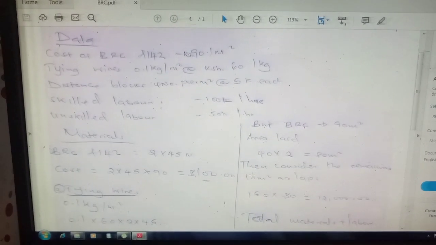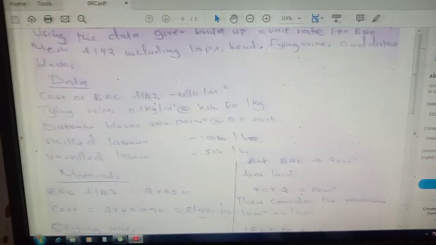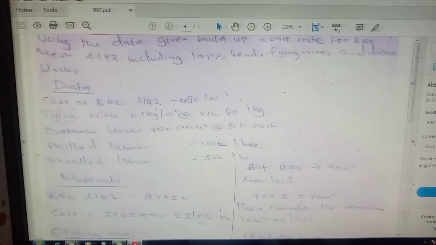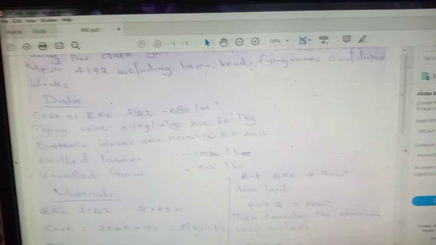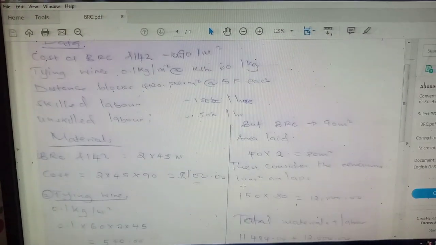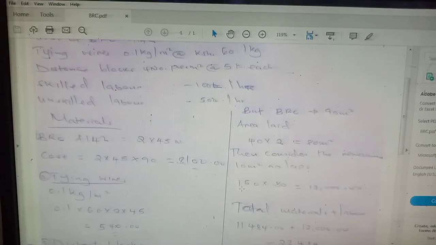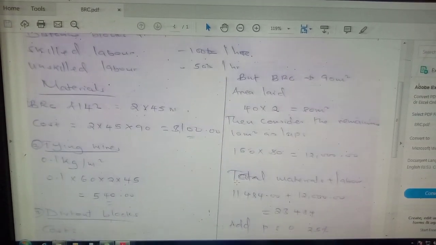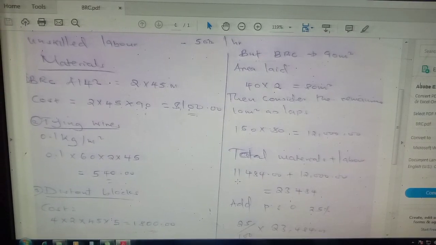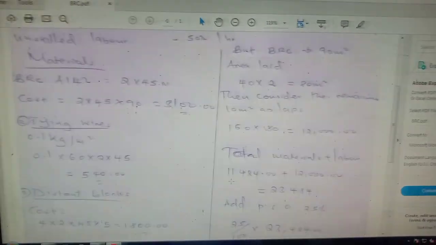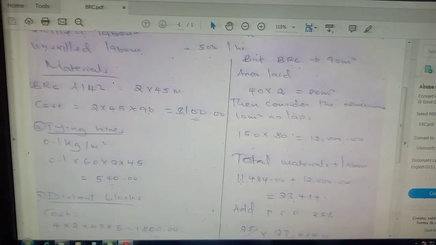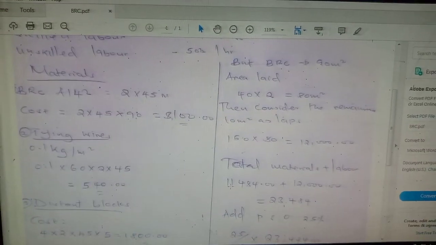Then the materials that we will have here are the three materials, which are the BRC, the tying wires and the distance blocks. Those are the materials that are used when you want to lay BRC. Then you add the labor for the work. Okay, so we begin by costing for BRC.